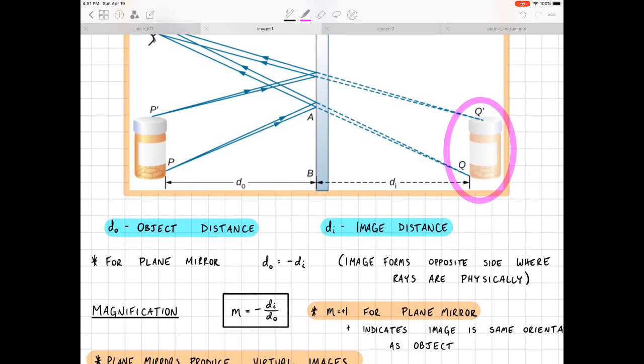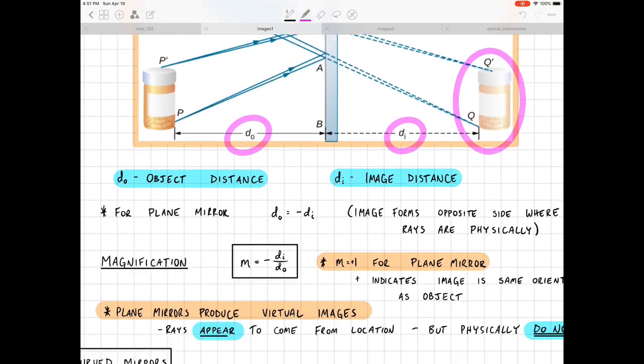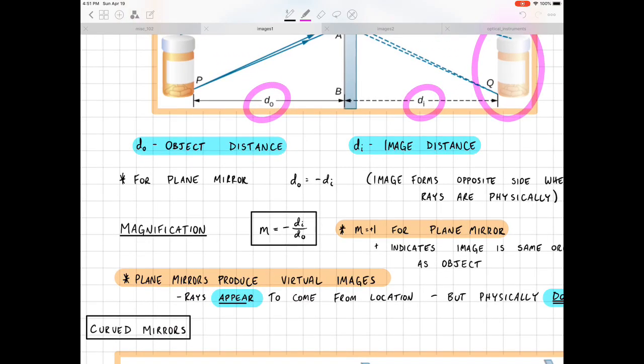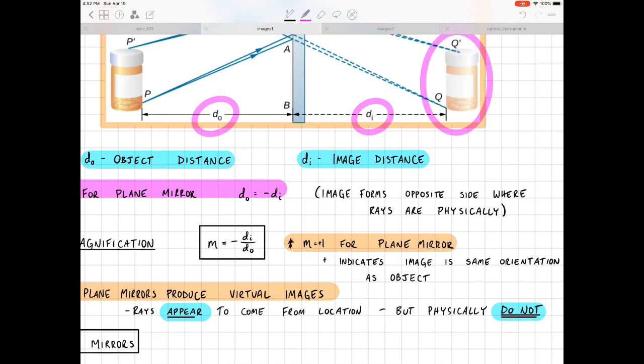And so the typical symbols that the book uses are DO for object distance and DI for image distance. For a plane mirror, and this is something that you know from experience, the image distance and the object distance are the same value, the same amount. The image distance just corresponds to being behind the mirror.